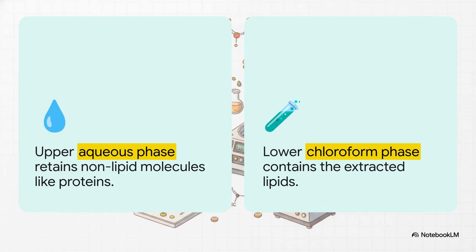Think fish muscle, for instance. It uses a rapid ternary solvent system, which is just a fancy way of saying a 3-part mix of chloroform, methanol, and water. When mixed, it intentionally breaks into 2 distinct phases. As you can probably picture, the non-lipid molecules stay trapped in the upper aqueous phase, while our target lipids drop perfectly into the lower chloroform phase, totally ready to be collected and evaporated.